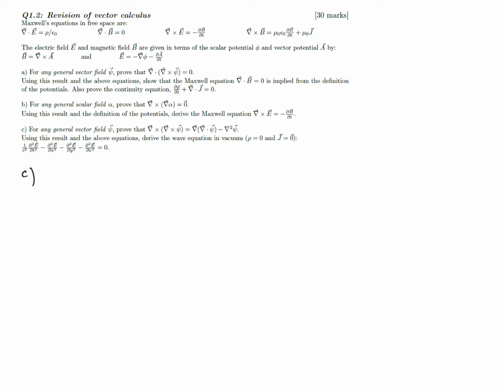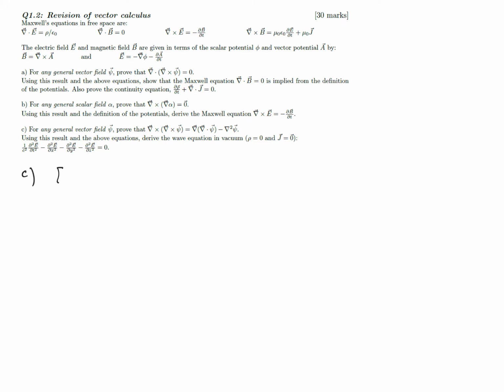For any general vector field psi, prove that the curl of the curl is equal to the gradient of the divergence minus the Laplacian. Okay, so that's a little bit more complicated. And the way we'll tackle this is just to do it component by component. So the first thing is we'll just look at the x component, and then we'll see that it'll just be similar for the y and z components. So let's just focus on the x component of the curl of psi.